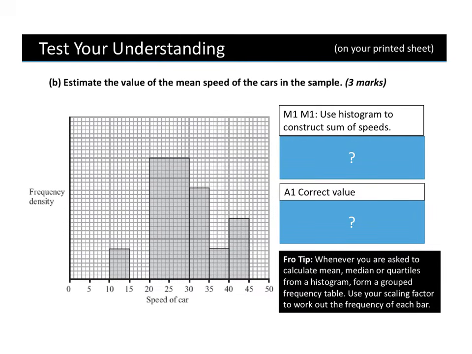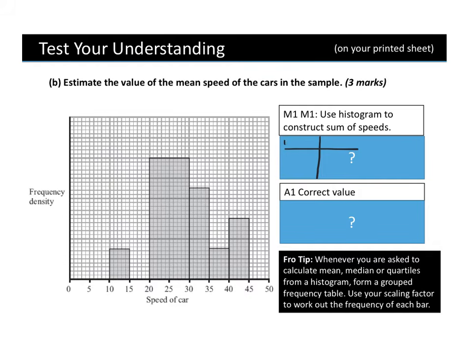Okay, we have another question for you to test your understanding. This is part B of the question. When in doubt, go back to basics. How do we find the mean from a table? Because essentially, we've been given the graph, we don't know the table. But how would we find the mean from a table?